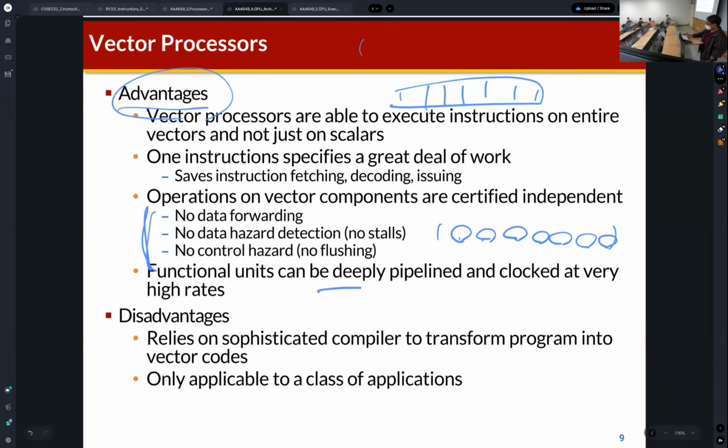The function is a deep pipeline. It's a vector type processor, and it is clocked at every timing. Because the architecture is simple, we can also implement the hardware with lower hardware resources and also increase the clock frequencies. That's its advantage.